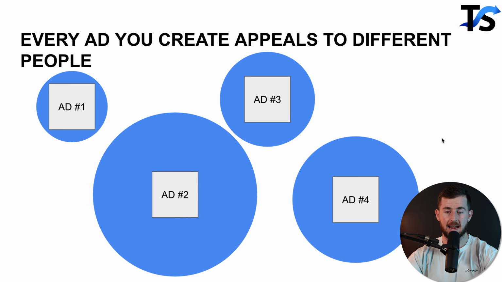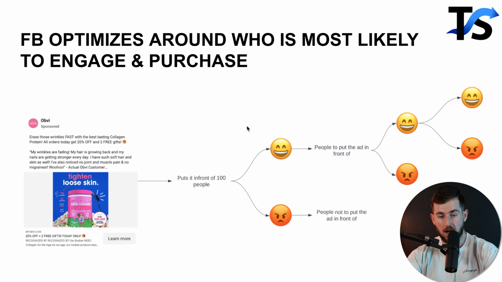So what you have to understand is that every ad you create appeals to different people. Every ad you create, you issue to Facebook, and it builds an audience around it. When it does that, it looks like this: ad 1, ad 2, ad 3, ad 4. Every ad you create appeals to different people based off the ad you create. And Facebook optimizes around who's most likely to engage and purchase. Facebook needs to keep its people happy with content that they want to see, and also keep you happy with people that are most likely to purchase. And Facebook is consistently analyzing who's liking it, who's disliking it. It does this for the life of the ad. Even when it says active, it's still learning and doing this.